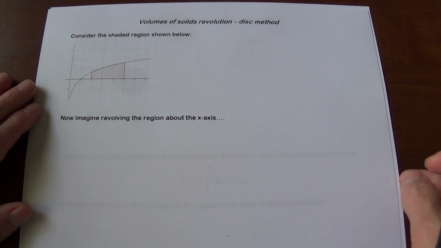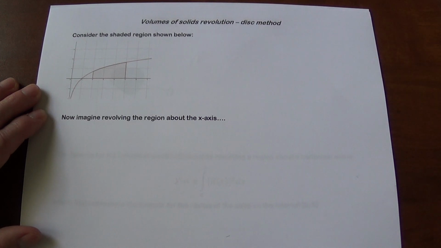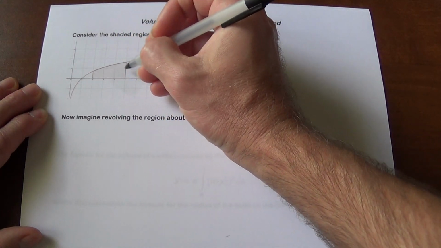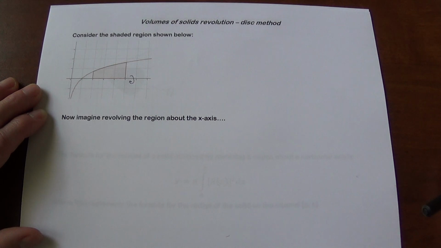Hi, today we're going to talk about volumes of solids of revolution, how to find them. So let's first understand what solids of revolution are. So we have this region here that we're going to revolve about the x-axis.